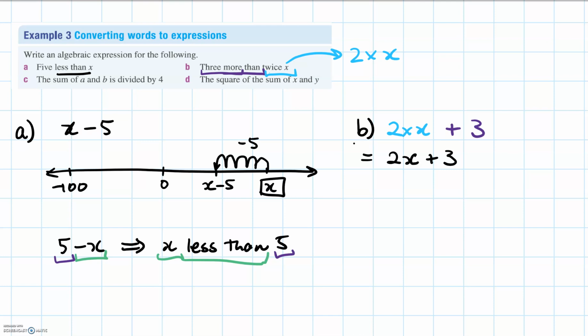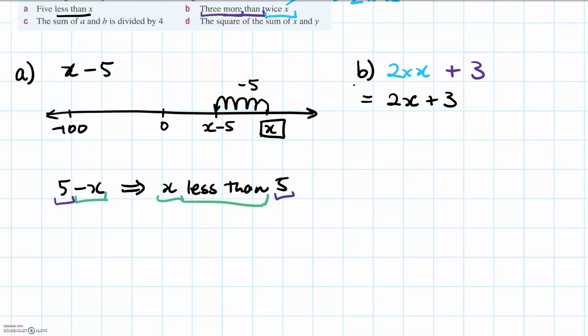Okay, I'm going to do part C now. Part C is telling me to find the sum of a and b is divided by 4. Okay, I'm going to work left to right. Of a and b. When you see the word sum, what operation are you going to use? When you see the word sum, it means you add the two. So I'm going to add a plus b.